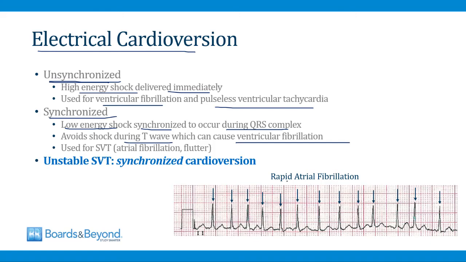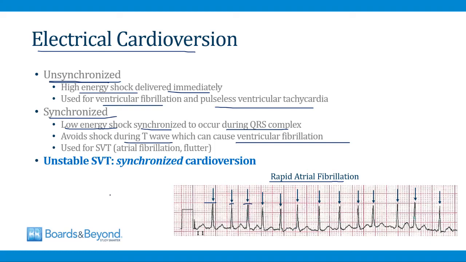So if you look at the bottom of the slide, this is a rhythm strip with rapid atrial fibrillation. And if you saw this rhythm on the defibrillator machine and you press the sync button, the machine will place arrows over every QRS complex. And what that means is the machine is trying to tell you that it's recognizing the QRS complexes, and when you press the button, it's going to wait for the next QRS complex to deliver the shock, and then it will deliver that low energy shock.